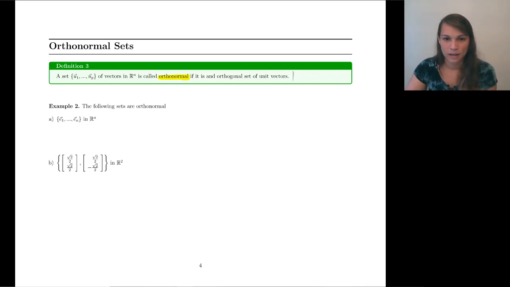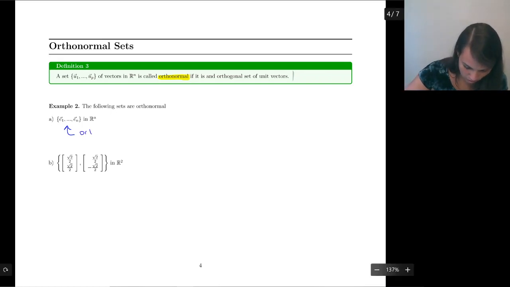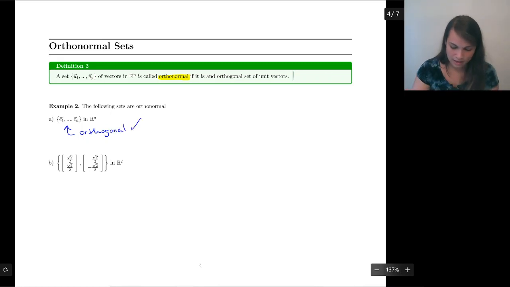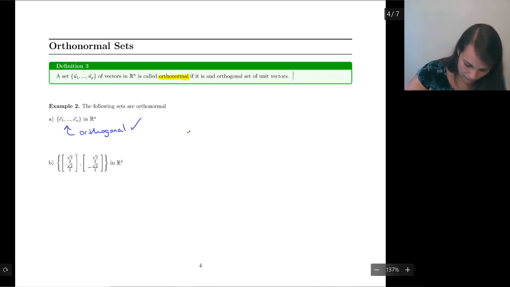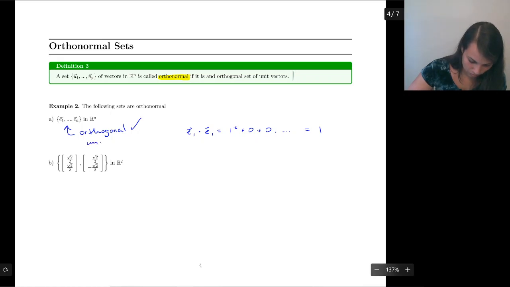Bold. Okay. So for example, got a couple of orthonormal sets for you guys. The very first one, we already talked about this on the first page. Obviously, it's orthogonal. And then it's easy to see that E1 dot E1 would just be 1 squared plus a bunch of zeros. And so you would get length 1. So they're all unit vectors too.